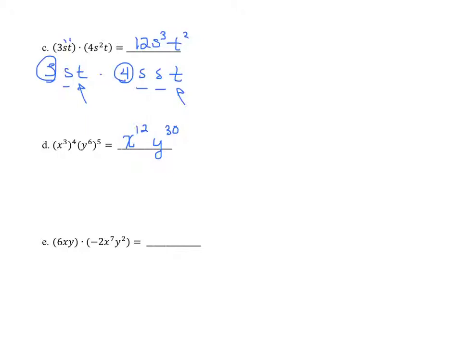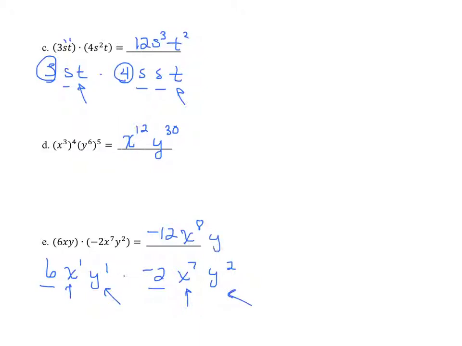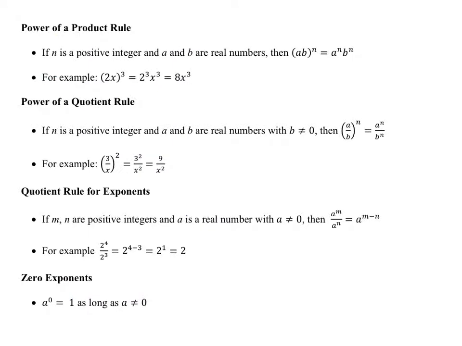Now this next one, think about it this way. Let's look at it this way. Spread it out a little bit. First, multiply your coefficients like normal. And then I have 1 x and 7 x's for a total of 8 x's. I have 1 y and 2 y's for a total of 3 y's.